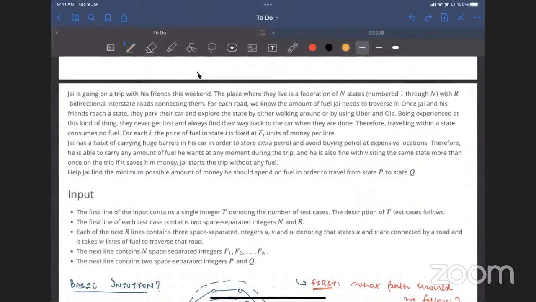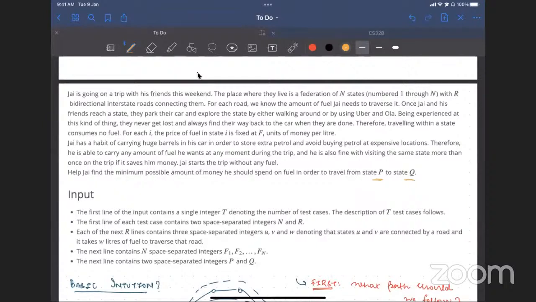For each road, you need a certain amount of fuel to traverse through it. Basically you are given a source vertex and a target vertex, and you want to find how much cost it is going to bear you for traversing through the network. So these are the two states P and Q, the starting and the final state you want to traverse, and how you traverse through the network will determine how much cost you're going to pay.